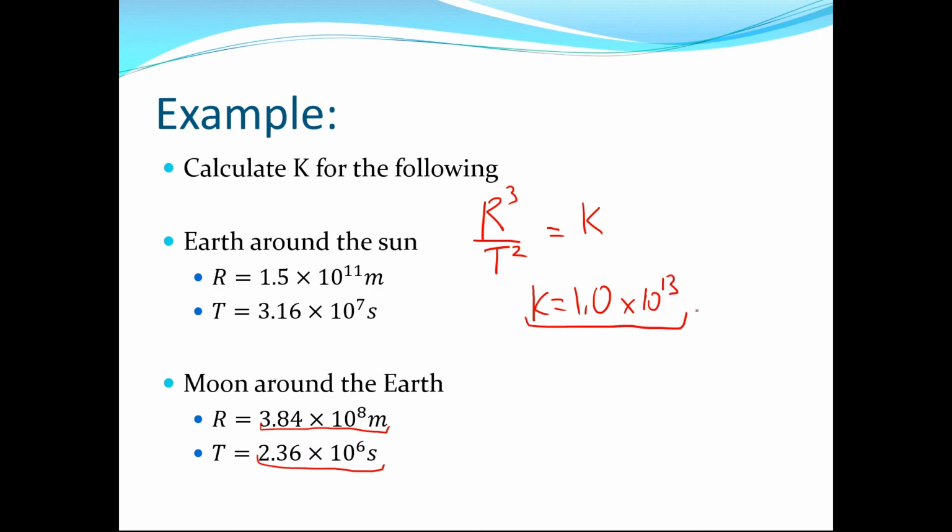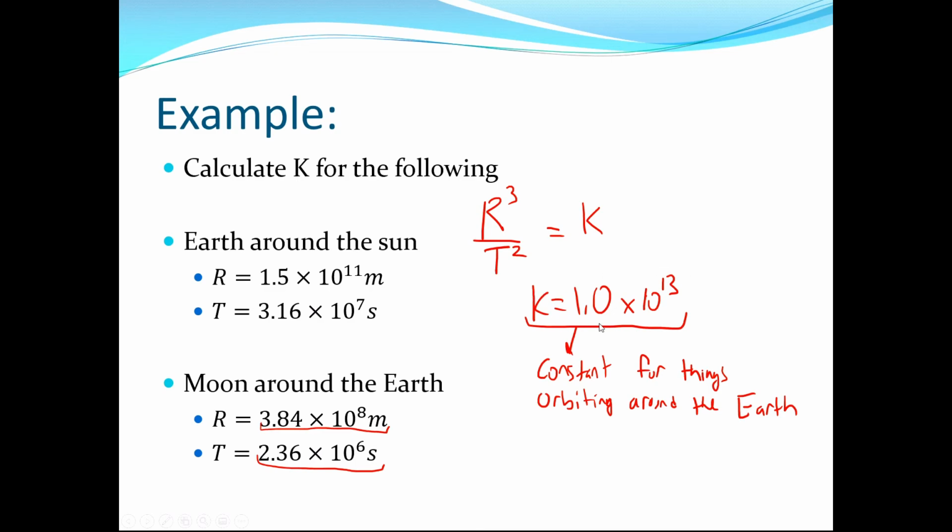So depending on the orbiting system that you're dealing with, the K value will change. Now this K value for the moon around the Earth will be constant for any orbiting body around, so constant for things orbiting around the Earth. There we go. A good example of this would be, say, if I wanted to put a satellite in orbit around the Earth. The satellite's radius and period of rotation would have to match this.